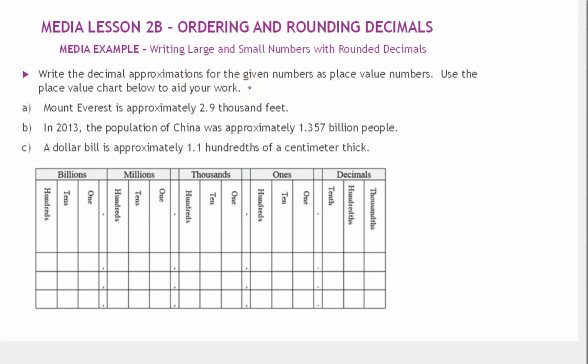So the idea here is lots of times you'll see in the news or on the internet that people use decimal values for really large or really small numbers. For example, reading through these briefly, 2.9 thousand feet. Okay, so that's not just 2.9 ones, this is 2.9 thousands. The number of people in China in 2013, 1.357 billion. And then the thickness of a dollar, 1.1 hundredths of a centimeter thick. So all of these are decimal values, but it's referring to a unit that is not 1.